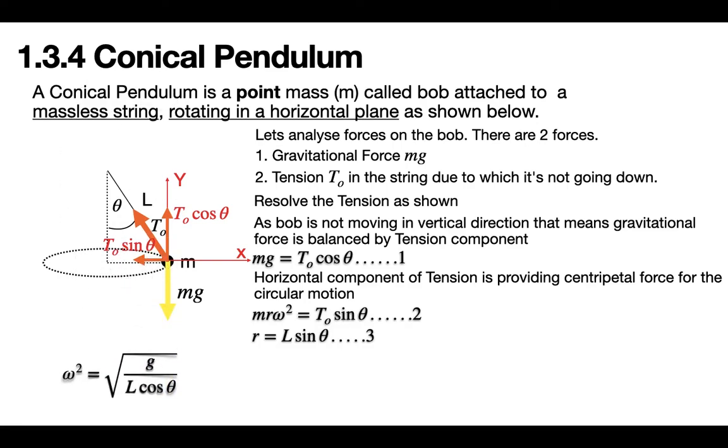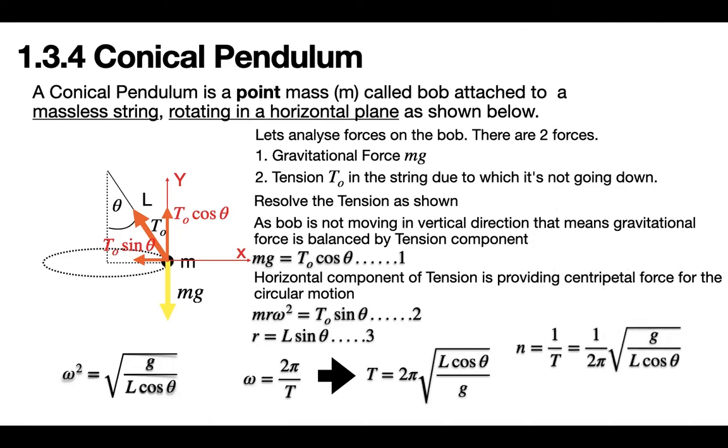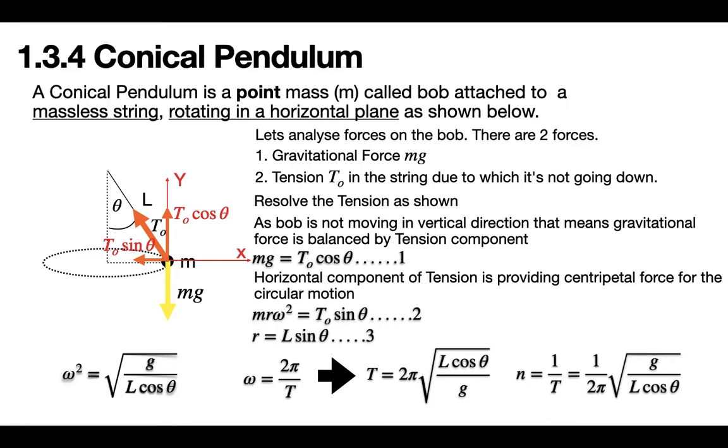So from these equations you get omega square is equal to g by L cos theta, and we know that omega is equal to 2 pi by T, so you get the periodic time T is equal to 2 pi times the square root of L cos theta by g. And frequency is equal to 1 upon T, so therefore frequency is equal to 1 upon 2 pi times the square root of g by L cos theta, for a conical pendulum.